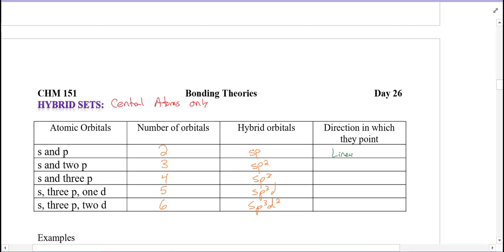Linear, trigonal planar. We have tetrahedral. We have trigonal bipyramidal. And we have octahedral. So those are the directions in which they point. So the hybridization scheme is going to come right from the electron pair geometry, not necessarily the molecular shape, but the electron pair geometry.